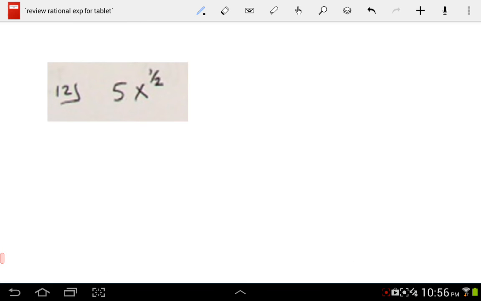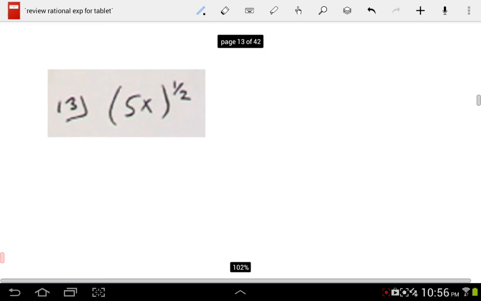Now number 12, we have 5x to the 1/2 power. Now notice that the 1/2 power only applies to the x right there. The 1/2 power, we should have memorized by now, just means the square root. So this would be the square root of this x. However, it would not be the square root of that 5 because the 5 is not being raised to the 1/2 power. So this would just be 5 times the square root of x there.